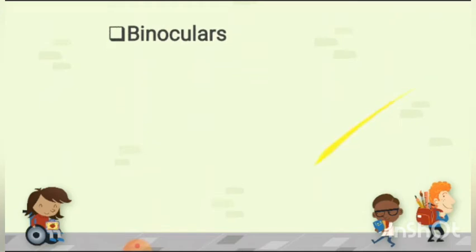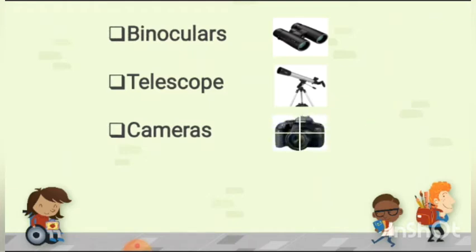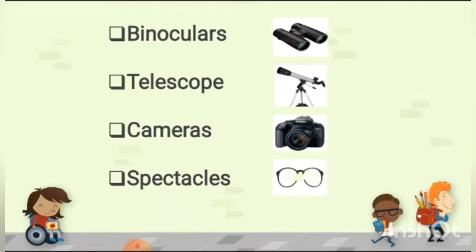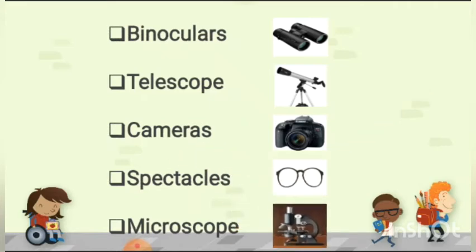Binoculars, they also have a lens to see far away. Telescope, cameras for making different pictures, spectacles for eyesight, and microscope. A microscope is an instrument which is used to see a very small thing that you can't see with the naked eye. You can see it with the help of a microscope. Micro means small.